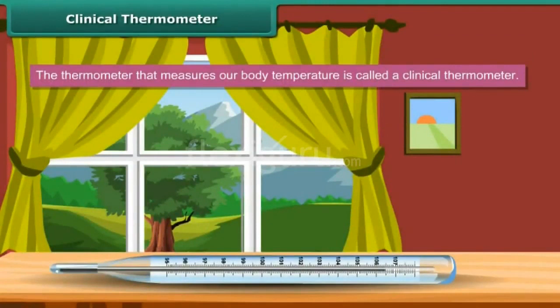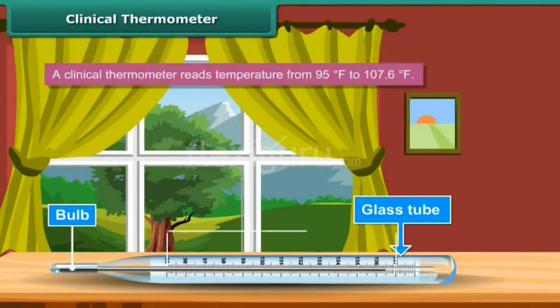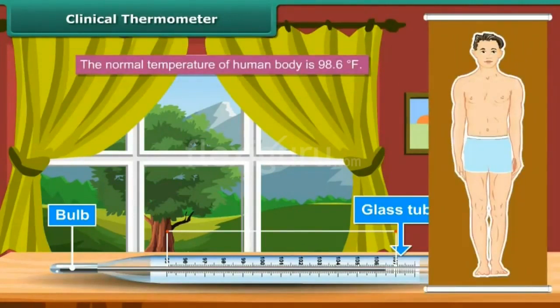A clinical thermometer consists of a long, narrow, uniform glass tube. It has a bulb at one end filled with mercury. Outside the bulb, a small shining thread of mercury can be seen. A clinical thermometer reads temperature from 95 degree Fahrenheit to 107.6 degree Fahrenheit. The normal temperature of the human body is 98.6 degree Fahrenheit. The clinical thermometer is also known as a doctor's thermometer.